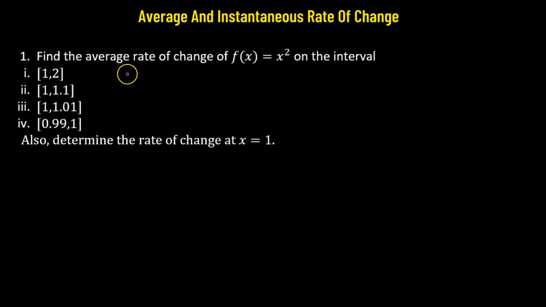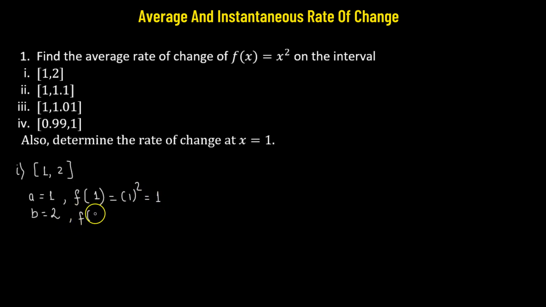Let's begin by first determining the average rate of change for each of the intervals. We'll consider interval 1, which is between 1 and 2, and this is a closed interval. So here the value of a is 1, and the value of b is 2. For this, we'll find the corresponding functional values. The value of the function at a equals 1, meaning at x equals 1: we simply use the function and in place of x, replace it with 1. So this is 1. And for x equals 2, this will be 2 squared, which gives us 4.